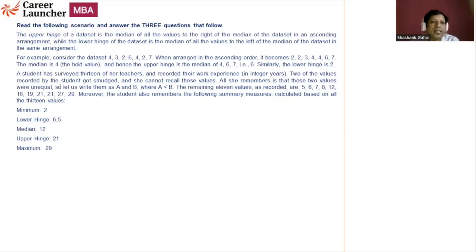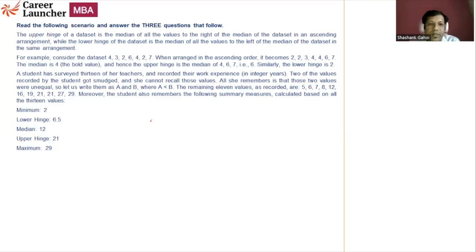Now a student has surveyed 13 teachers and recorded their work experience in integers. 2 of the values recorded by the student got smudged. So 11 values the student knows, and she could not recall the other two. All she remembers is that those 2 values were unequal. So let us write them as A and B, and A is smaller than B. The remaining 11 values recorded are 5, 7, 6.